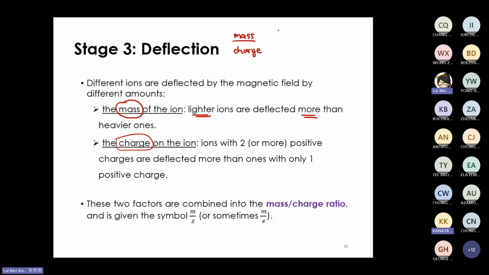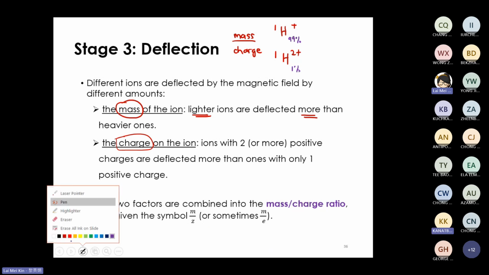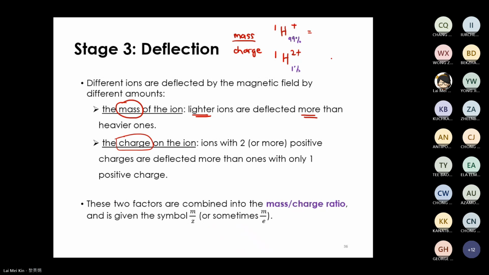Okay, let me give you another example. Hydrogen-1 with 1+ charge and hydrogen-1 with 2+ charge. Like I mentioned, 99% of the time it will be 1+, but 1% of the time it will be 2+. Which one will be deflected the most? You can try to calculate the mass over charge. 1 over 1 is 1. 1 over 2 is 0.5. So which will be deflected more? 0.5.